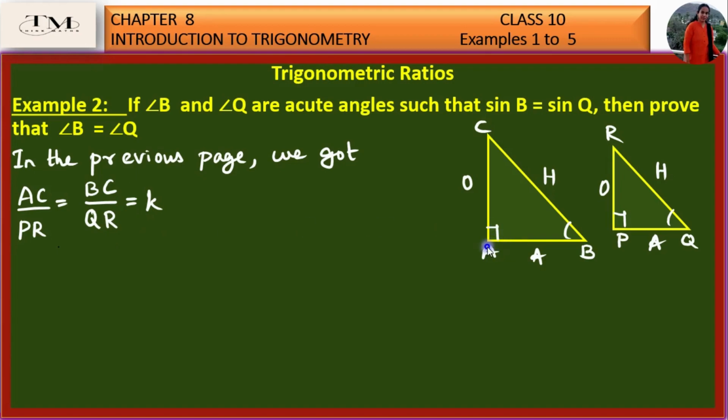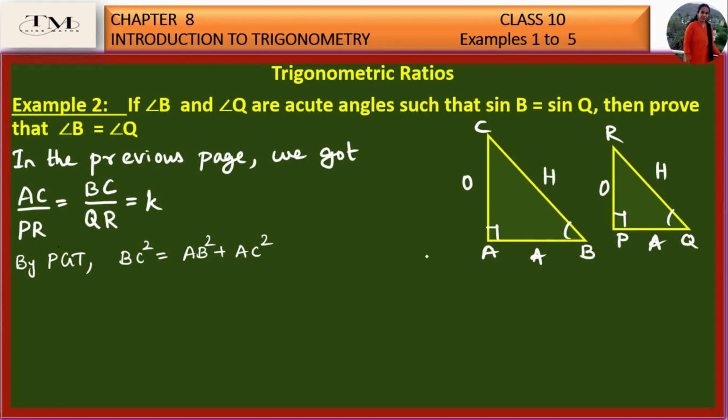Now we have to find out the value of AB by PQ. So let us find out the value of AB and PQ and check whether AB by PQ is equal to K. To find out AB and PQ, we are going to use the Pythagoras theorem. So by Pythagoras theorem, what do we have? Hypotenuse square, so hypotenuse is BC square, equal to the sum of the squares of the other two sides, that is AB square plus AC square.